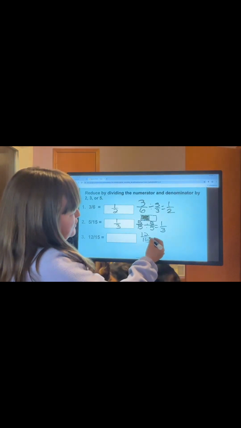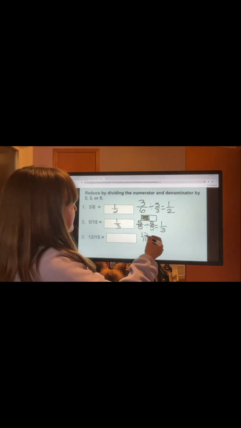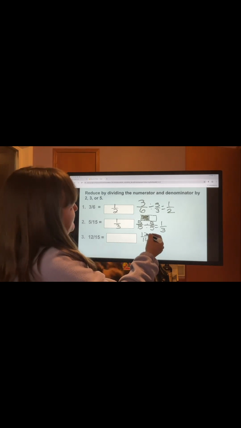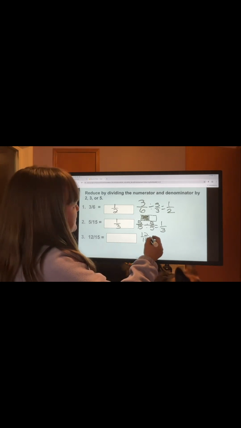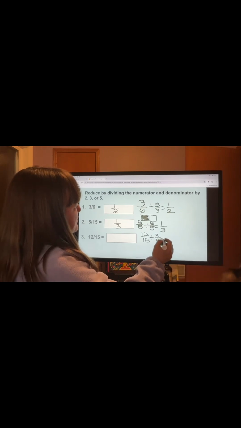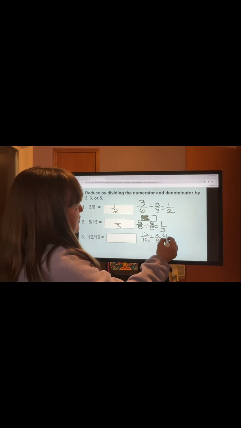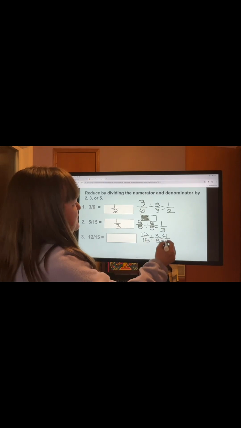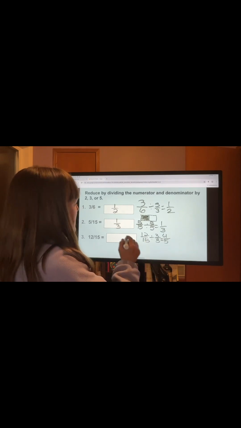12 over 15, let's write it down here. 2 would go into 12 but not 15. 3 goes into both of these. 5 does not go into both of these, so it'd just be 3. So let's start off. 3 goes into 12 4 times. 3 goes into 15 5 times. So your answer would be 4/5.